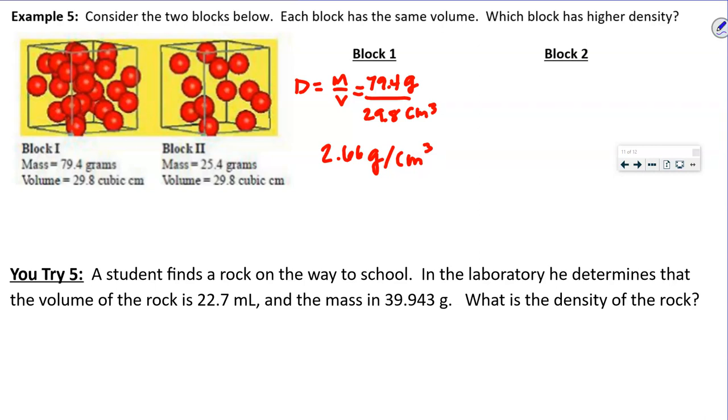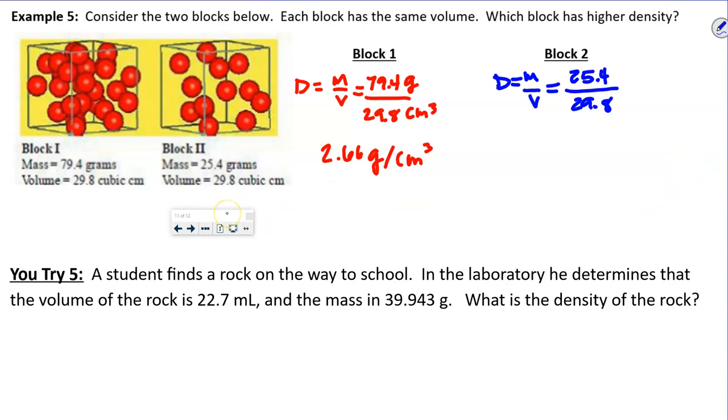So now let's compare that with the other one. So again, our density is equal to mass over volume, and that's equal to 25.4 divided by 29.8. Well, you should already be able to tell that that's less than 1, right? So this one is going to be 0.85 grams per centimeter cubed, because that was grams, and this is centimeters cubed, okay? So obviously, block 1 is our answer because it asks us which one has a higher density.